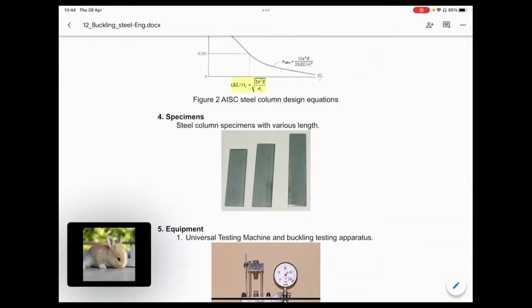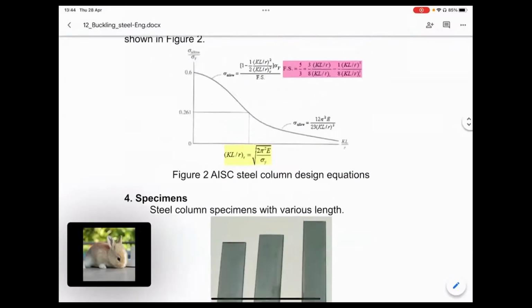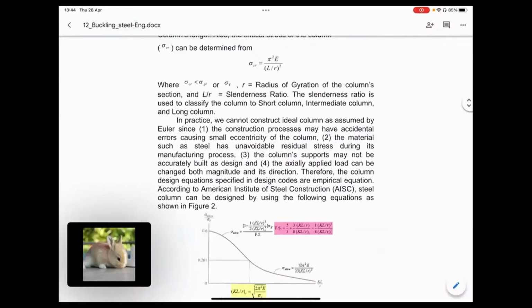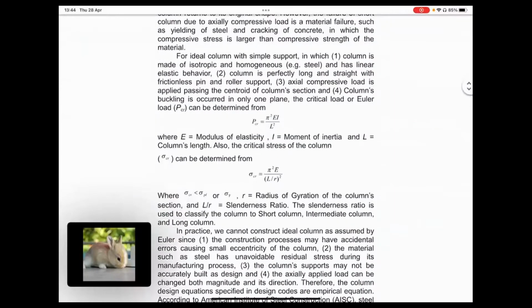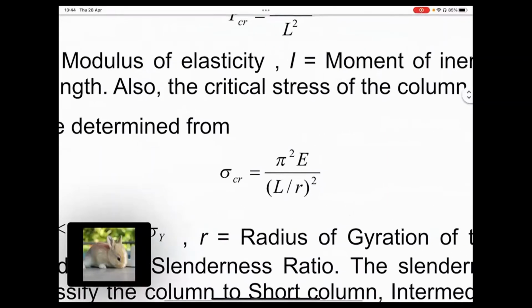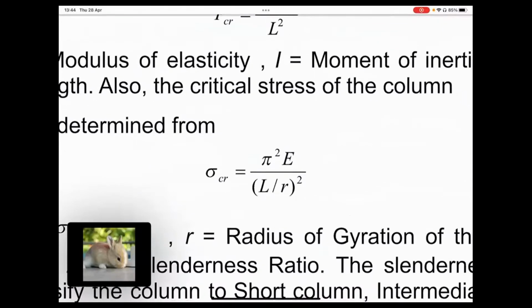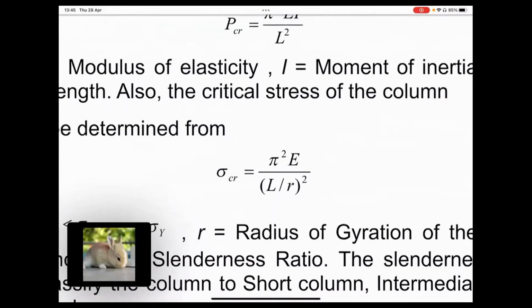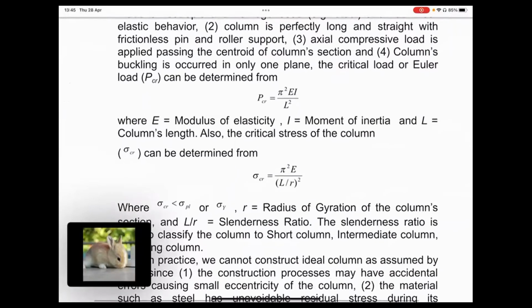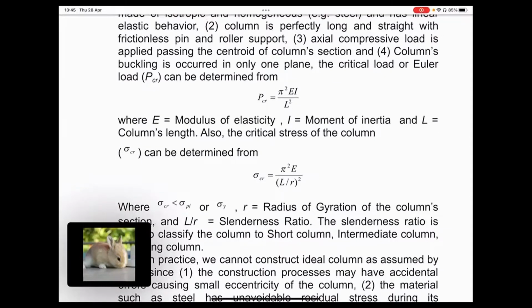Okay, and just find the sigma critical, which is from P critical, which we test in the UTM, and compare to this equation, which is the Euler sigma critical: pi squared multiplied by E, divided by the slenderness ratio squared. I think you understand this in Ajahn Siddhichai's class already.